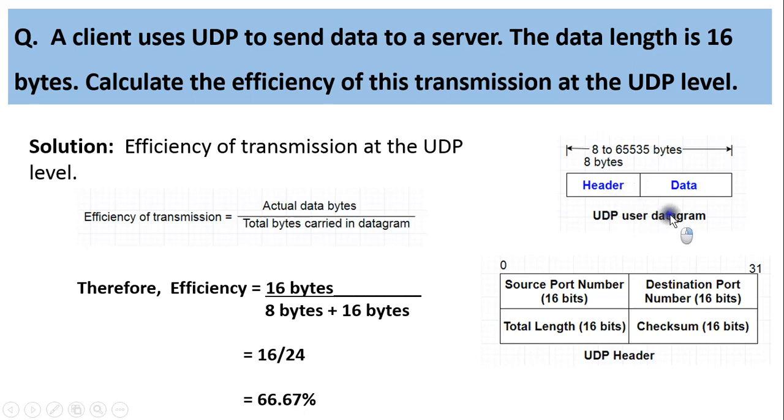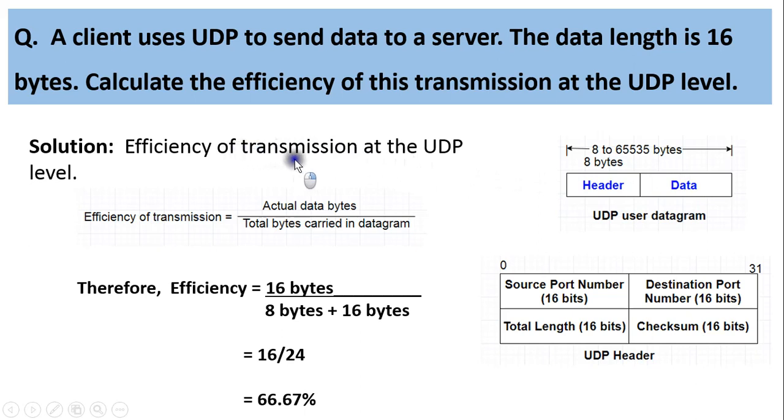So minimum size of the UDP user datagram is 8 bytes and maximum size of UDP user datagram is 65535 bytes. Now the data part can have 65535 minus 8 bytes at the max. Now the UDP header carries the addressing information, source port numbers, destination port numbers, and the control information like checksum, and it also specifies the total length of the UDP user datagram, which is the length of the header plus the data.